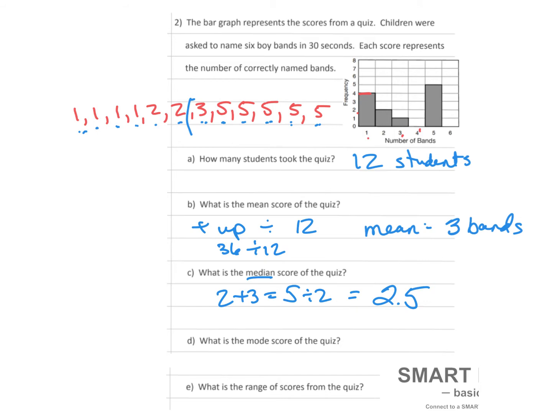Mode, which one occurs most often? That would be 5. And then the range, we have to do 5 minus 1, so our range is 4.